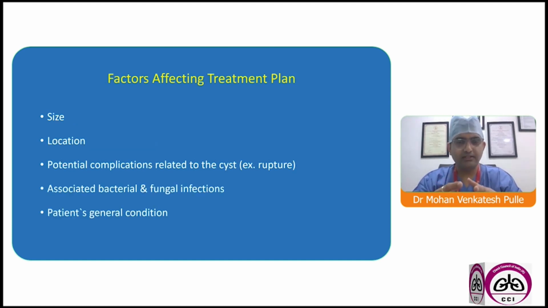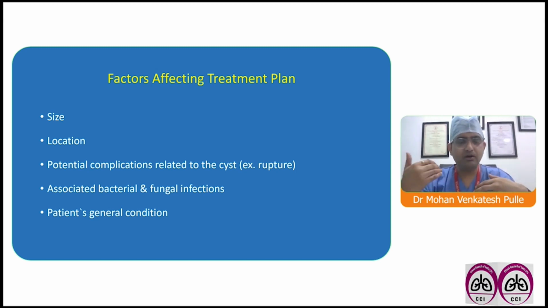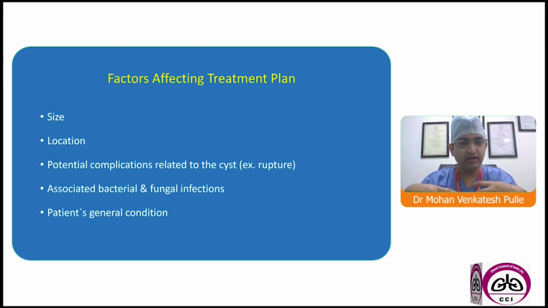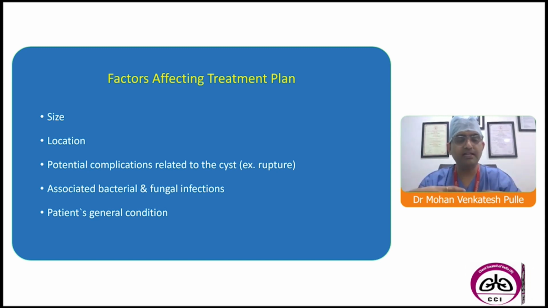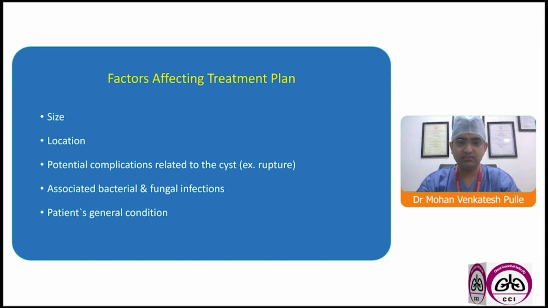If we see the factors that affect the treatment plan in hydatid disease of the lung, there are several factors. The most common factor that we see is the size of the cyst. Is it small? Is it big? What is the number of cysts? Are there 2, 3, or multiple on the right side, or are they bilateral? Sometimes we have seen patients with lung hydatid and also liver hydatid, and also patients with bilateral hydatids with mediastinal or pericardial hydatid cysts.